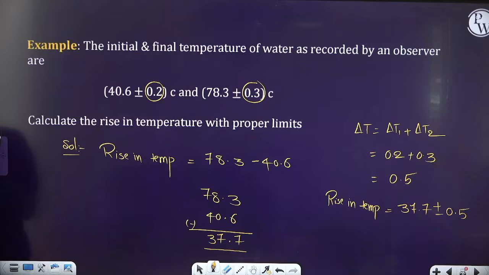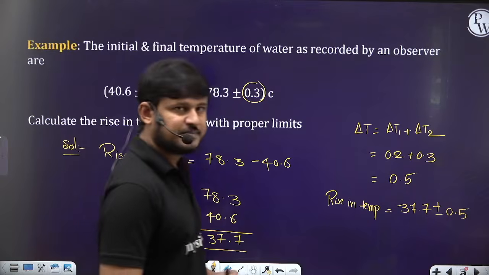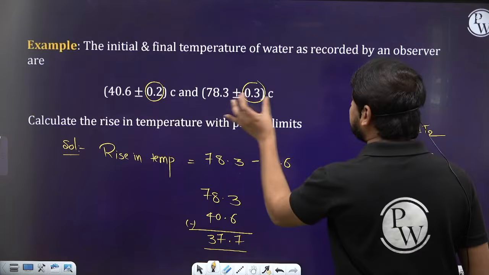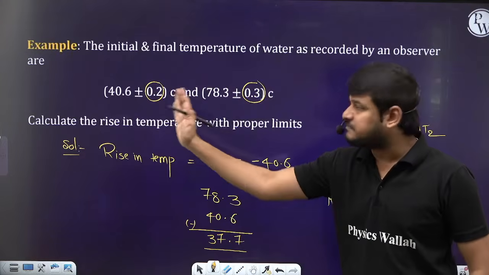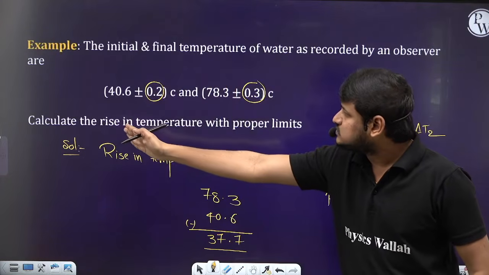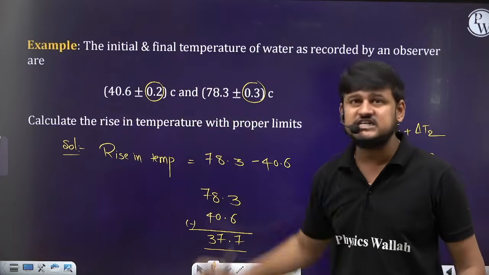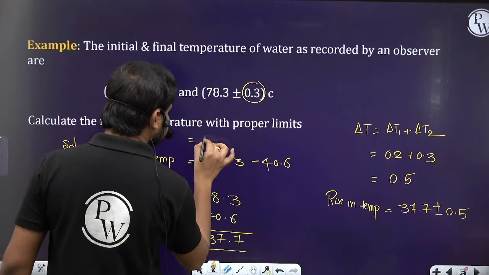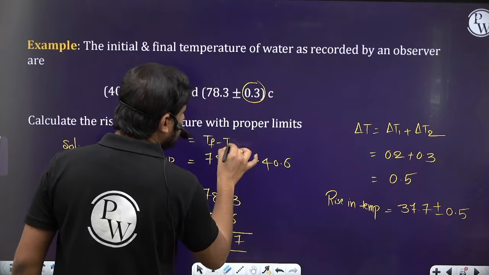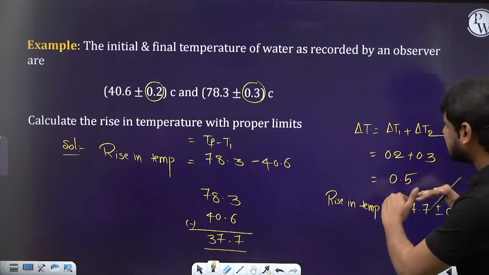Is this part clear, everyone? This is in the case of addition and subtraction. So always you should add the errors. For the true value, whether they asked you to add or subtract, you just do that. They asked us to calculate the rise in temperature. Rise in temperature means final temperature minus initial temperature, so that's what I did. Then add the errors.